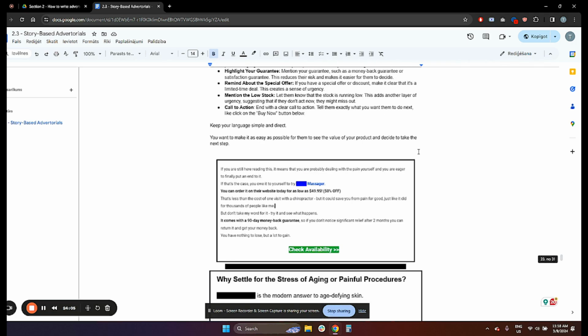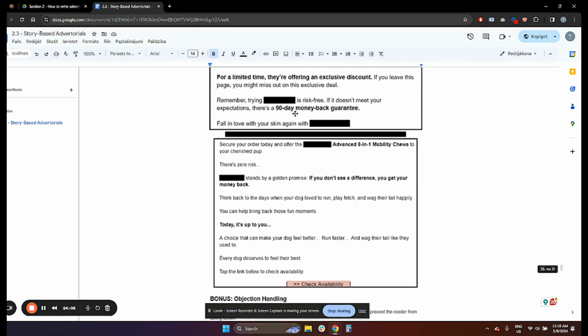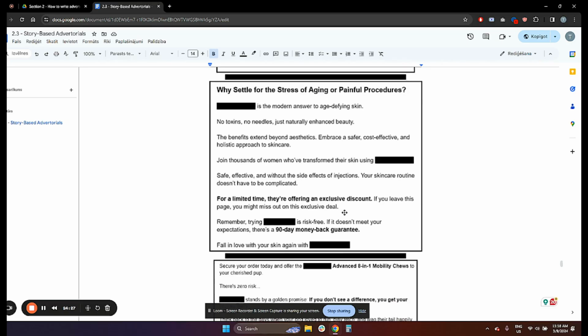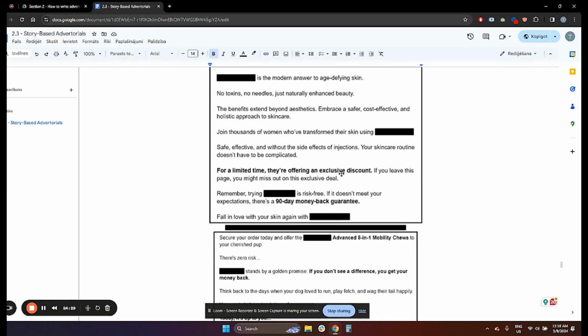And here are examples you can check out. So, why settle for the stress of aging or painful procedures? This product is the modern answer to aging skin. No toxins, no needles, just naturally enhanced beauty. And then it goes on about social proof, how it's safe, effective, and how for a limited time they're offering an exclusive discount. If you leave this page, you might miss out.